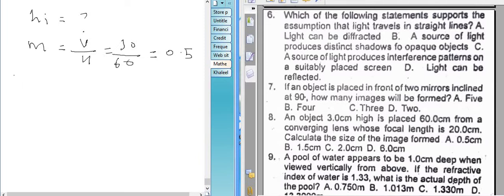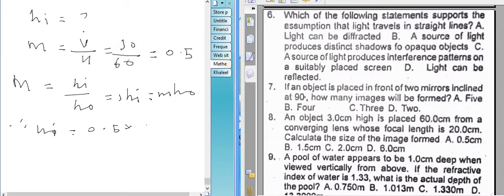And again, we know that magnification is equal to the height of the image over the height of the object. So the height of the image is equal to magnification times the height of the object. Therefore, the height of the image is 0.5 times the height of the object, which is 3 centimeters. So this is equal to 1.5 centimeters. Therefore, option B is the answer, which is 1.5.